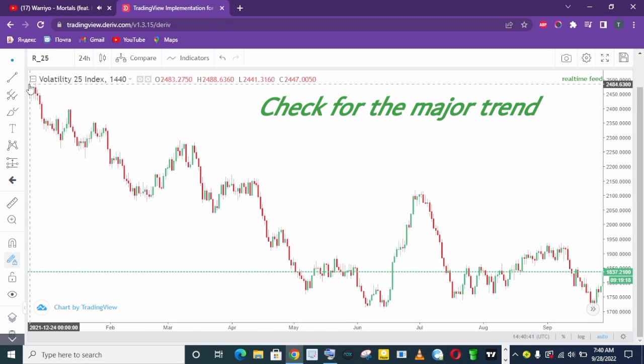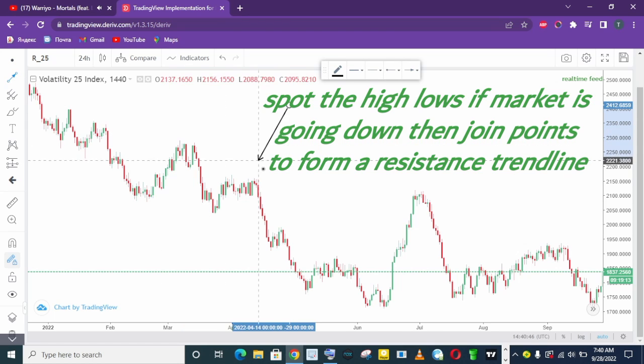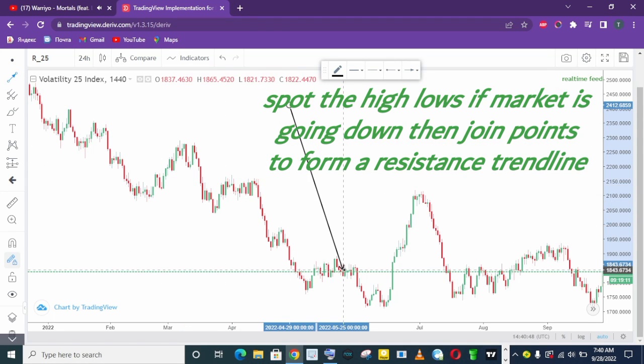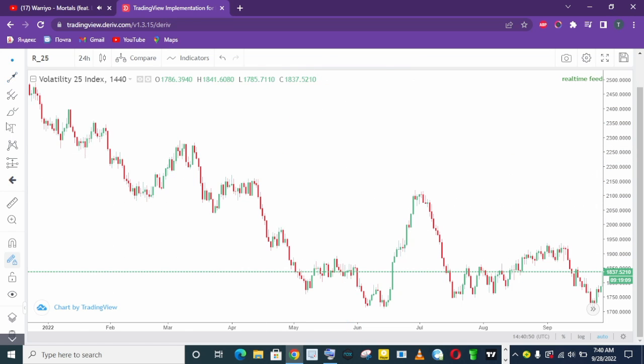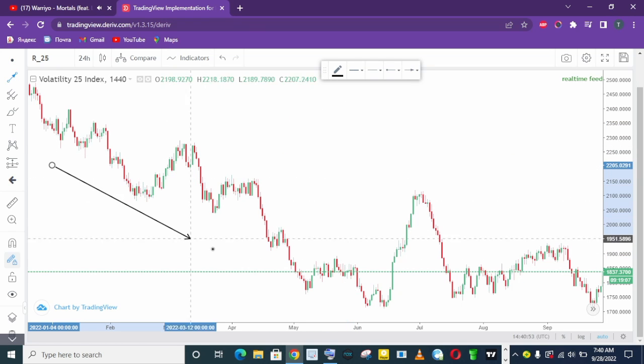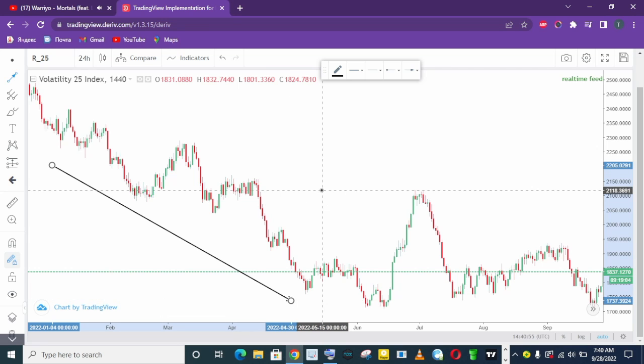So coming on to the index here, guys, you can basically see there were these points as the market was in a downtrend. So previously the market was in a downtrend, as you can see here. This was the downtrend, guys, and there was this extension here.